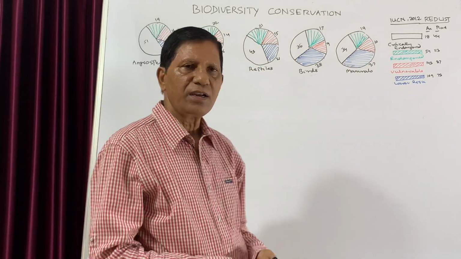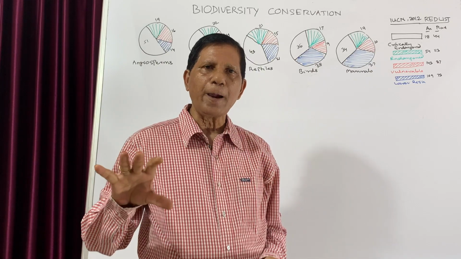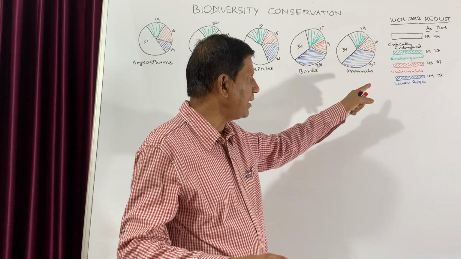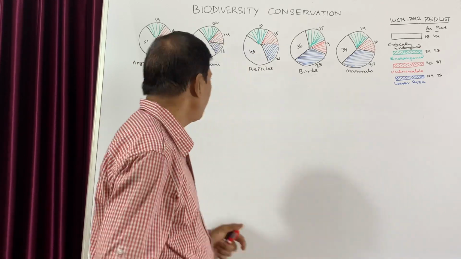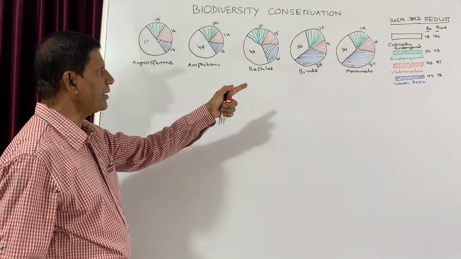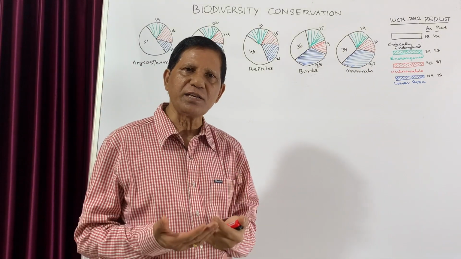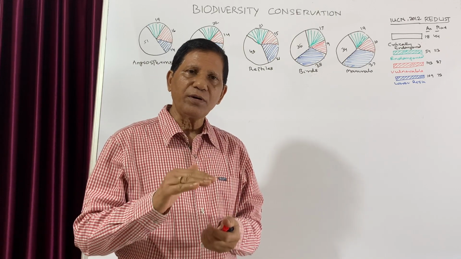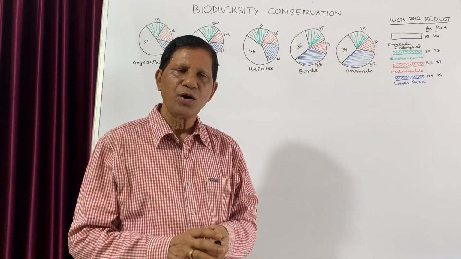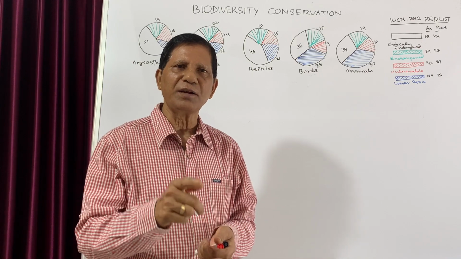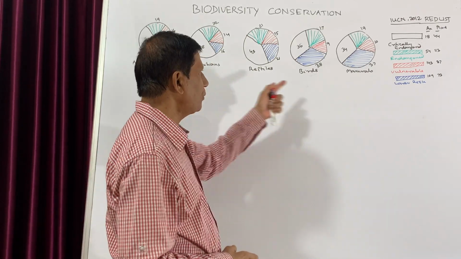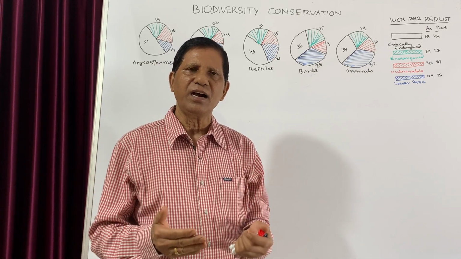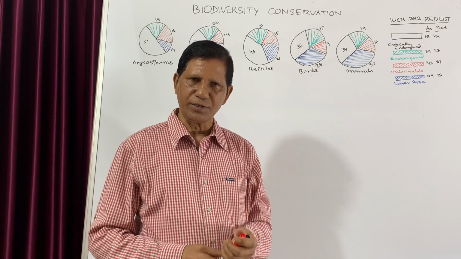From this, now we have a very clear idea what is critically endangered, what is endangered, what is vulnerable, and what is low risk. And from among angiosperms, amphibians, reptiles, birds, and mammals, how many species come under which category. So now you can easily guess why we should conserve biodiversity. Once you go through this, you can easily get the answer to what is the necessity of conservation of biodiversity.